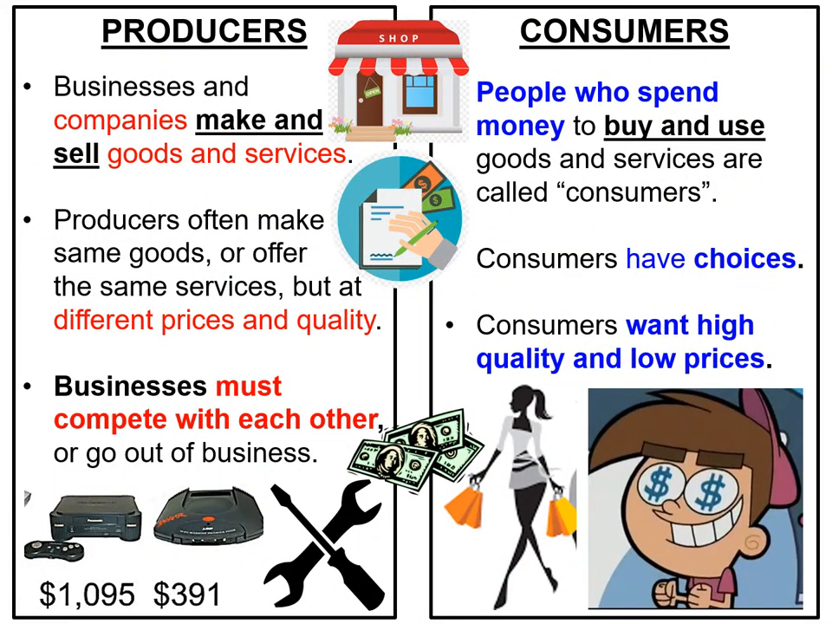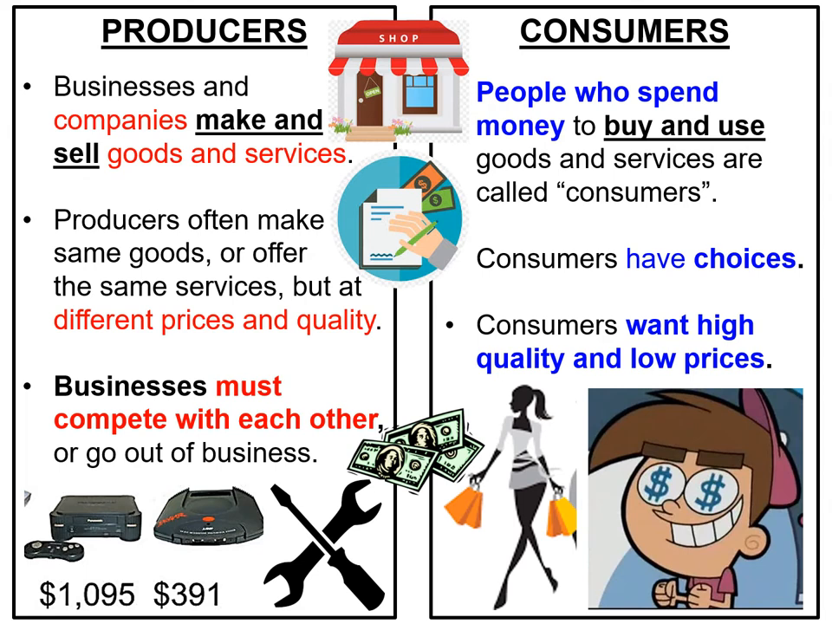Now, as we talk about money, we have to understand producers and consumers. When I say producers, I'm talking about businesses, I'm talking about companies. What they do is make an item and it is sold. So we have goods and you have services. These are provided by the producers. When I say goods, I'm not talking about happy or good or that was nice. No, when I say goods, I'm talking about an item, a product, something that was made.